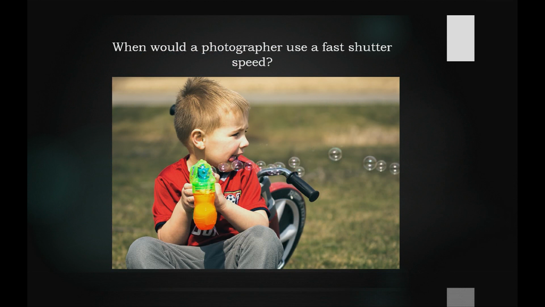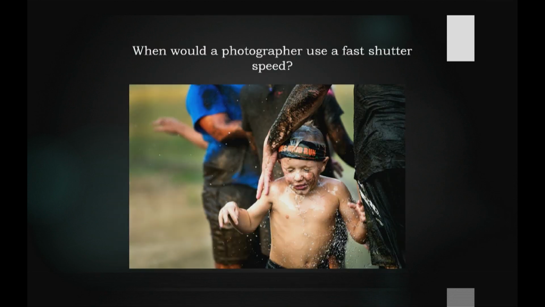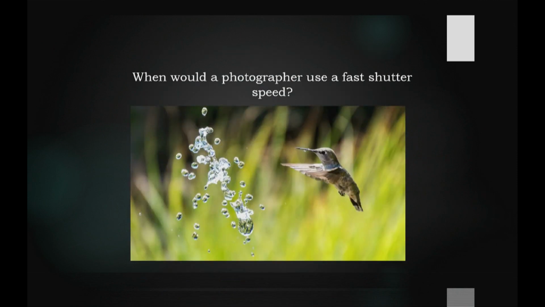So here's some frozen bubbles that he was blowing. And then this is after a mud run, so he was getting hosed off. So you can see, it's kind of hard because it's kind of bright in here, but the water droplets are frozen, so that's a faster shutter speed. And then there's another really good example. I didn't do this one, that would be cool, but.